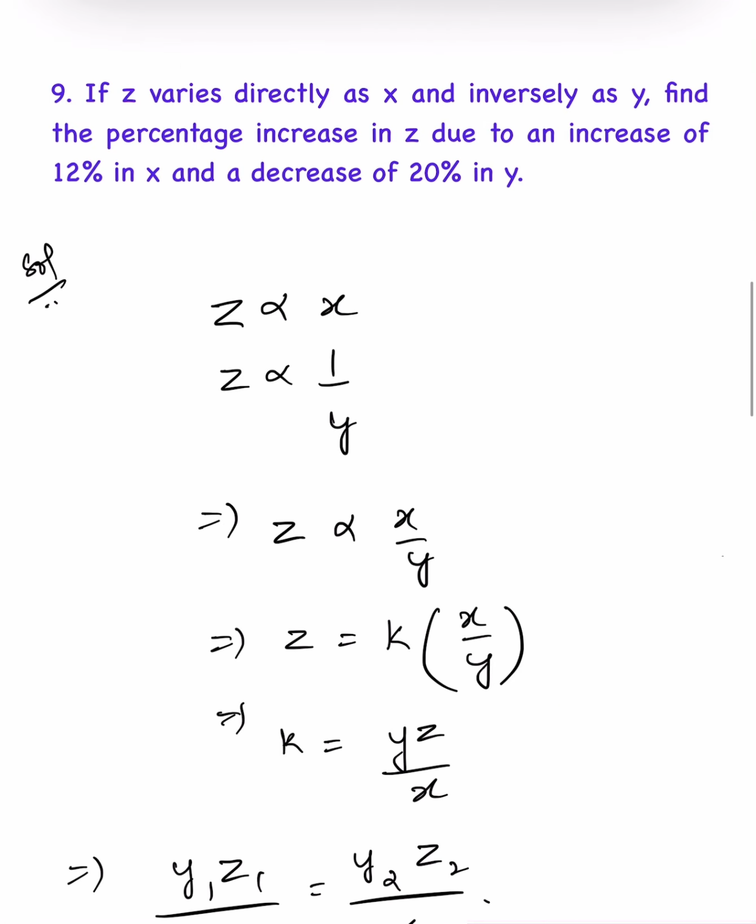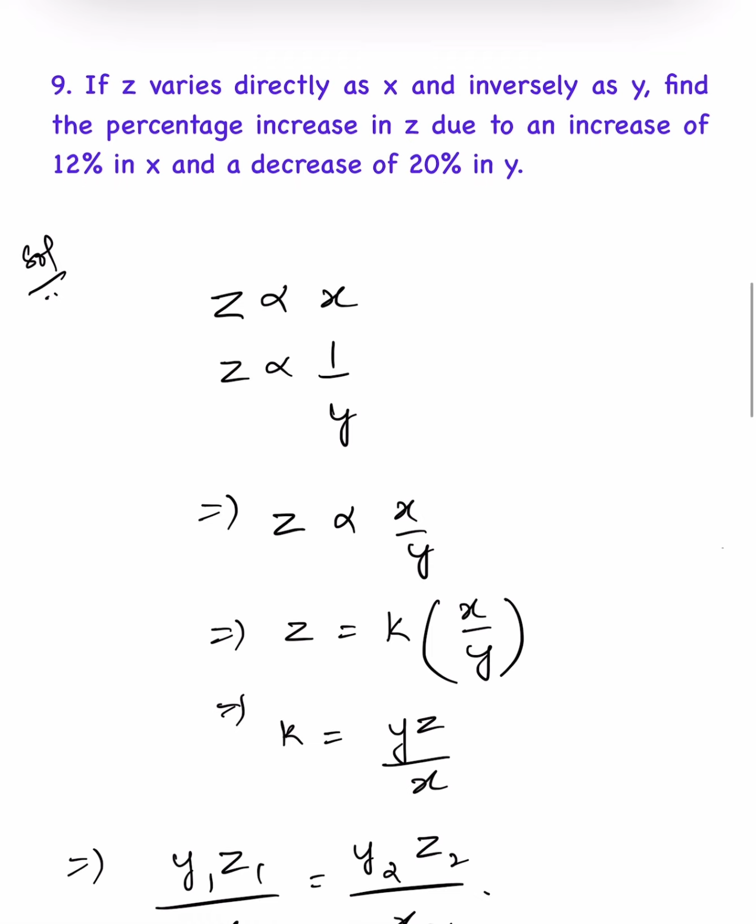If z varies directly as x and inversely as y, find the percentage increase in z due to an increase of 12% in x and a decrease of 20% in y. Here, let us look at this carefully. z is directly proportional to x, okay? And z is inversely proportional to y. That means z is directly proportional to x, z is proportional to 1 by y, okay?